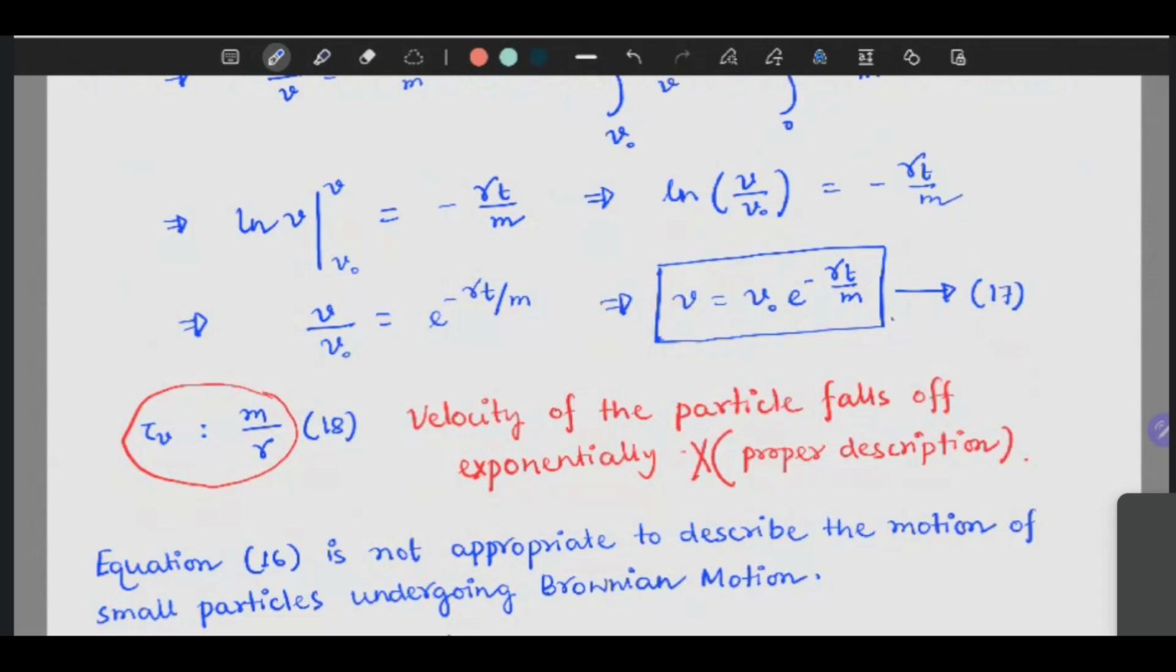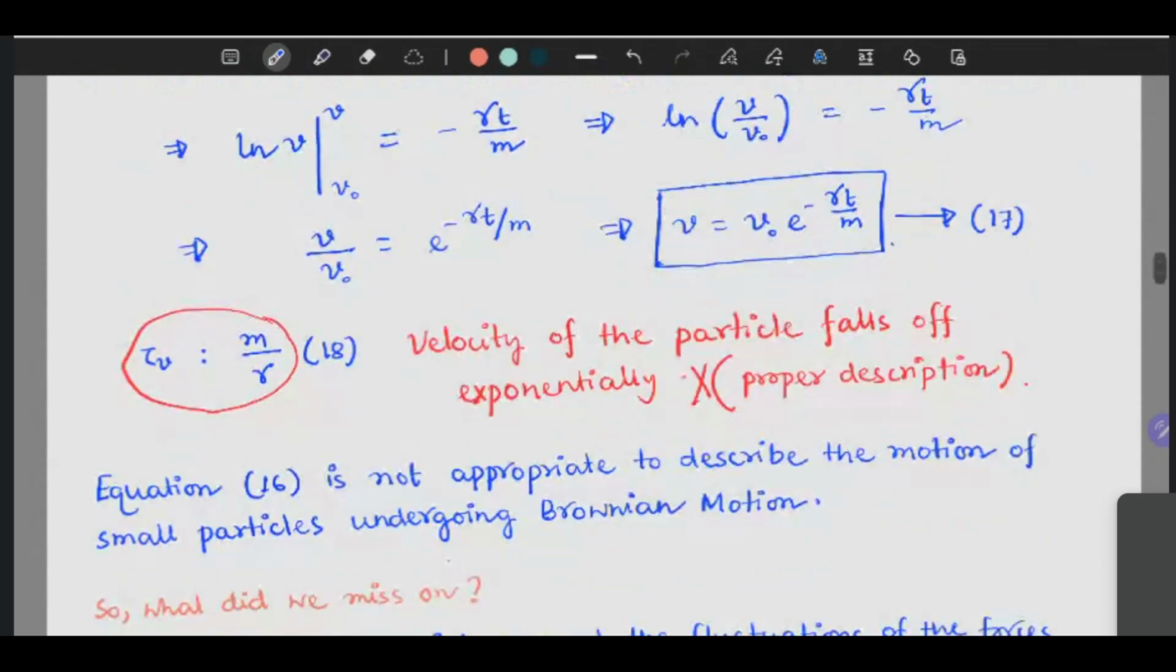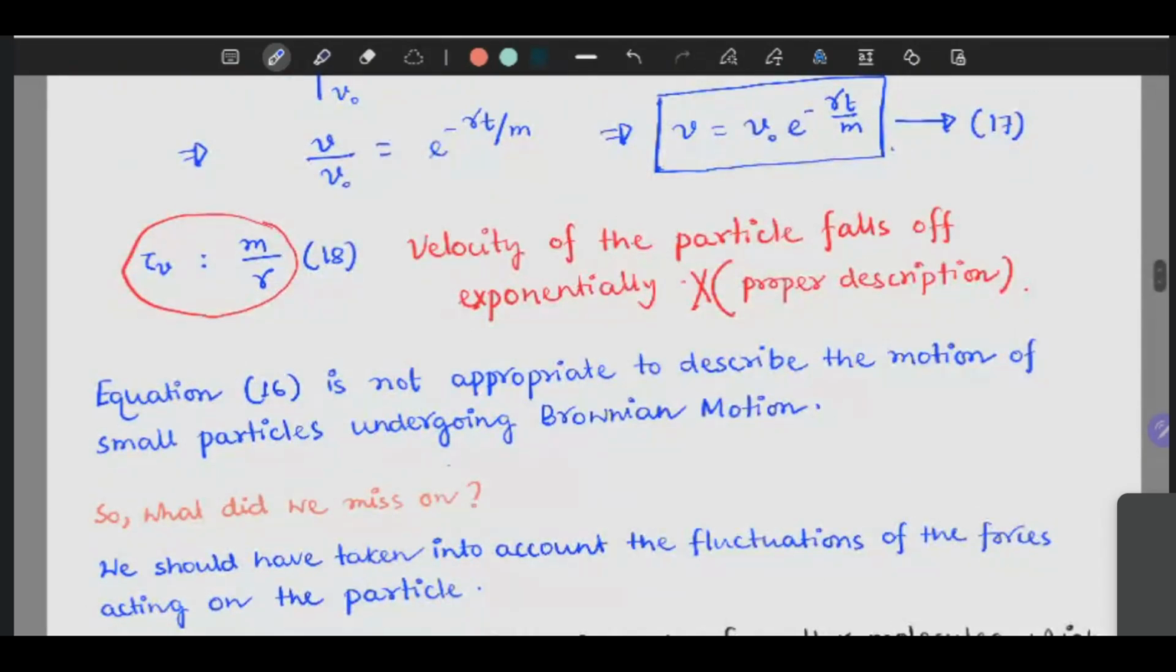If you talk about a pollen grain or dust particle in a fluid, and you observe them under a microscope, they are fluctuating or moving, and you can see that under the microscope. So what are we missing in this assumption? We are missing that we should take into account the fluctuation of the forces acting on the particle, which are coming from the collisions between the fluid molecules and this macroscopic particle.